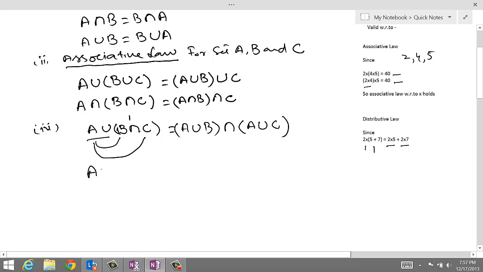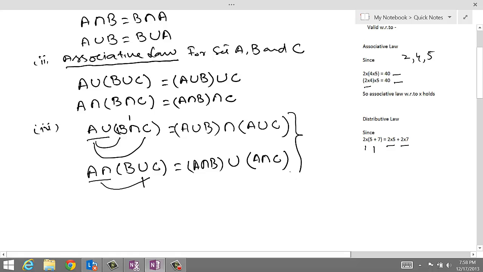Now A intersection B union C, and this we can write as A intersection B, then this middle one union, and then this will distribute to C, and this will become A intersection C. Now these are called the distributive laws.